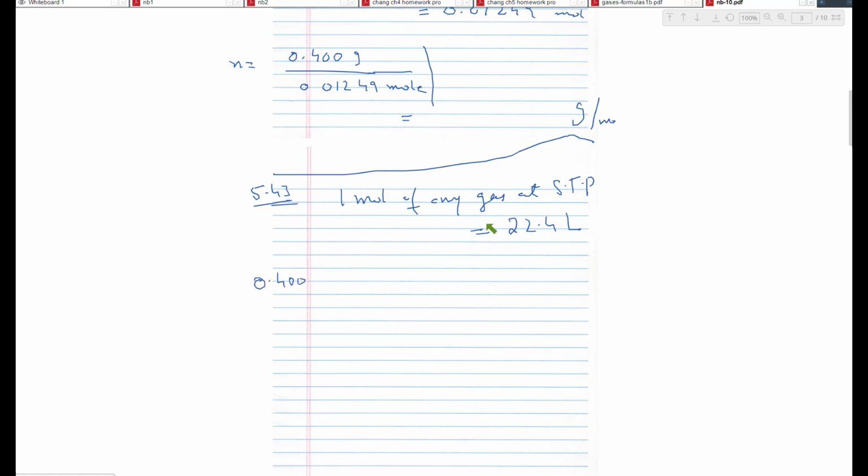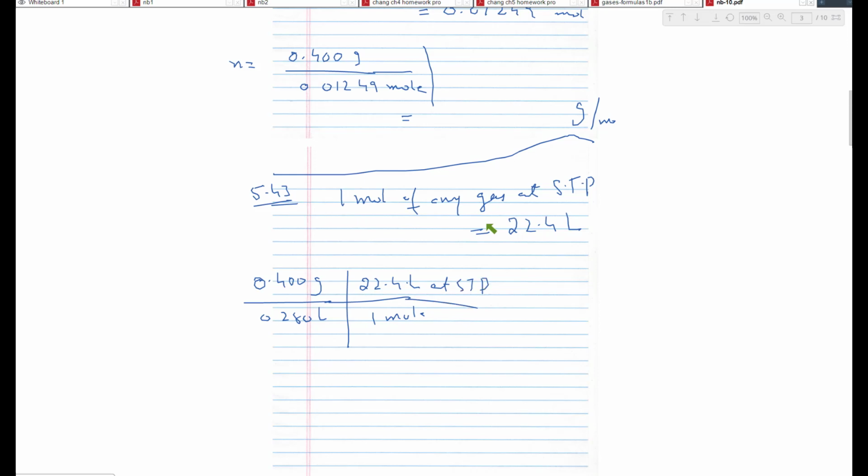They gave us 0.280 liter. Am I right? Yes. Now what I'm going to do is, how many grams will be there if we have 22.4 liter? Because 1 mole occupies this at STP, am I right? Yep, at STP.